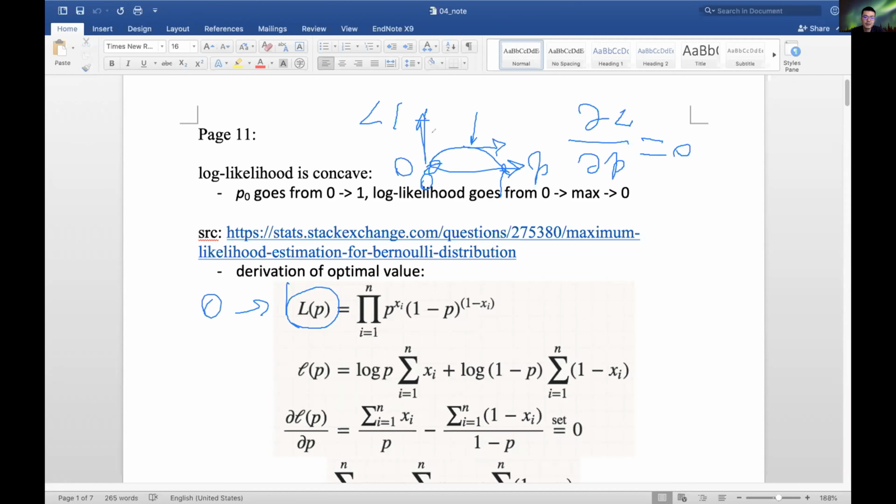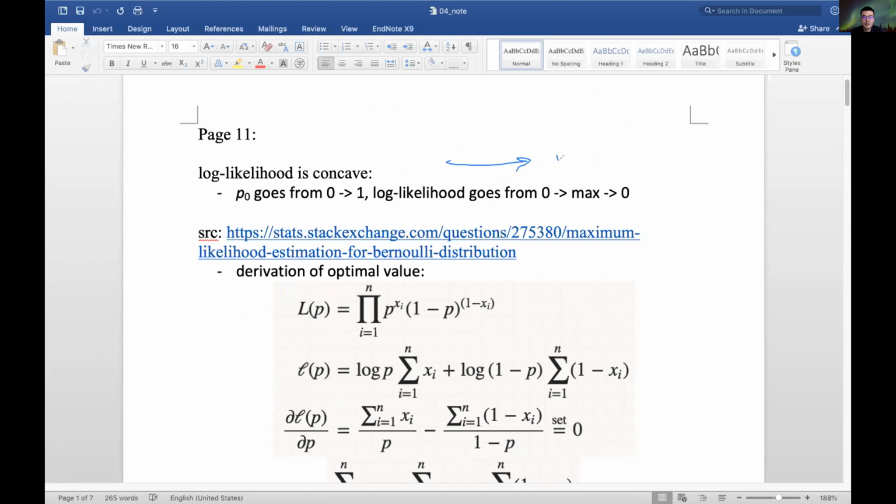Because even if you have something like this, okay, this is P, let's say this is L, you have something like this. That's also fine, right? So this is not concave, right? This is above, and if you look at these 2 points, this is below, right? But this is still the maximum, right?